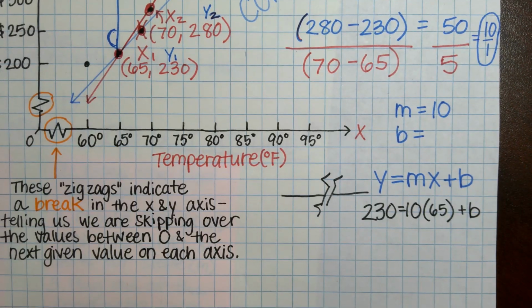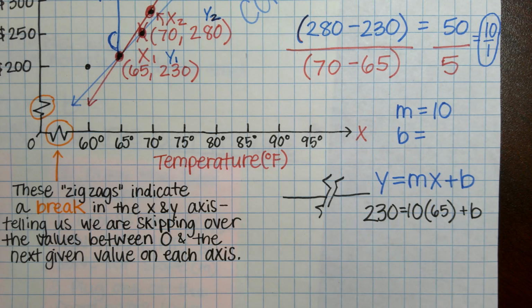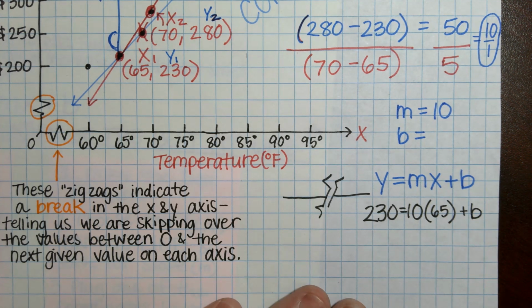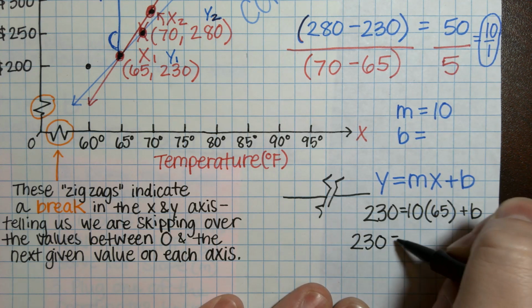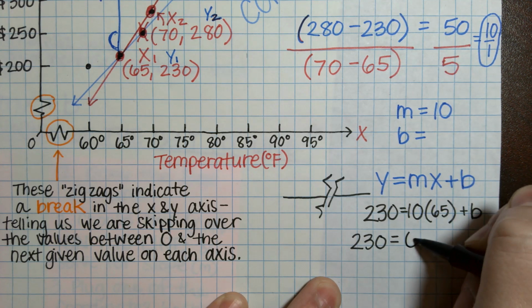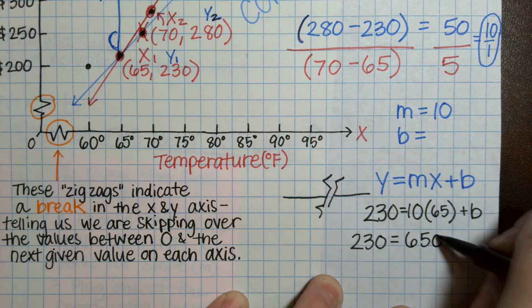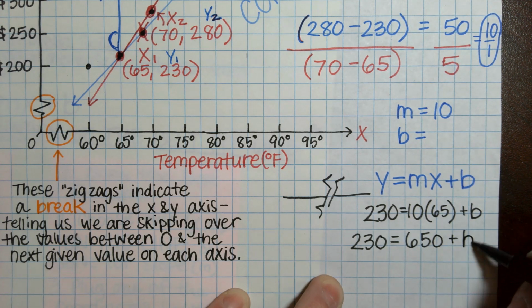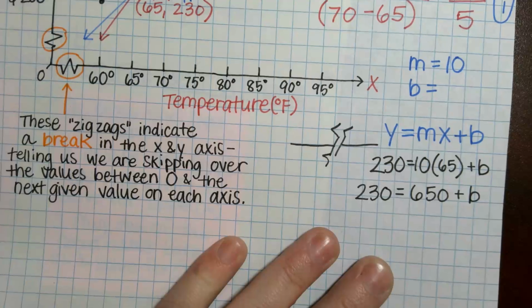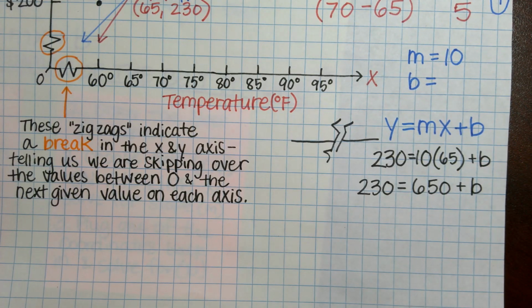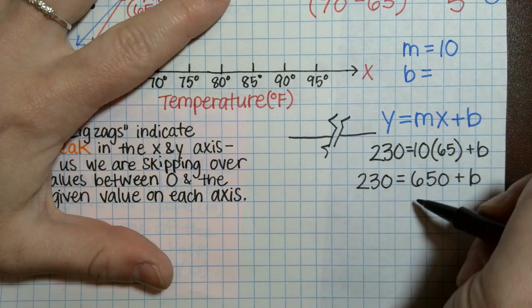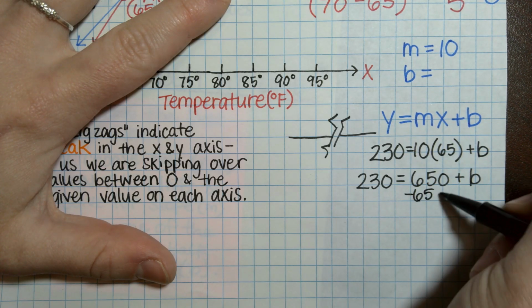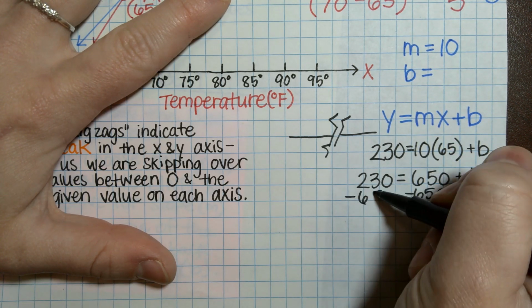First thing, we would multiply that out. So 10 times 65, what is that? 650. So I'll rewrite 230 equals 650 plus b. And now what? Minus 650 on both sides. Perfect. Minus 650 on both sides.